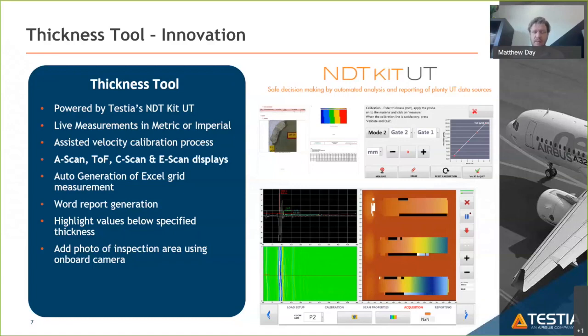We can highlight values below a specific thickness, and that's free for the operator to use. And we have the ability to add an image into the report using the onboard camera from the thickness tool itself.